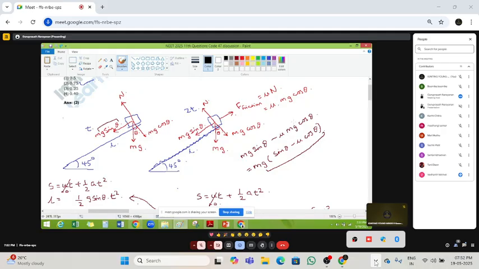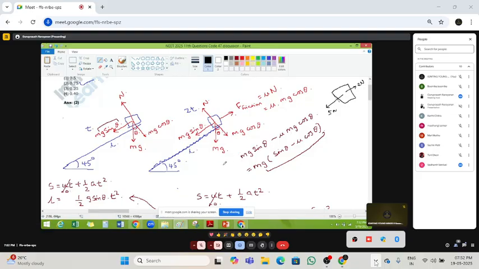Sir, I don't know how that came, sir. Mg sin theta minus mu mg cos theta. You didn't understand that? Yes, sir. Okay, I'm saying somebody is pulling this way with 5 Newton, somebody is pulling this way with 2 Newton. What is the resultant? 5 minus 2. That's what I have done here: mg sin theta minus mu mg cos theta. Oh, yes, sir. Yes, that is your resultant, right?